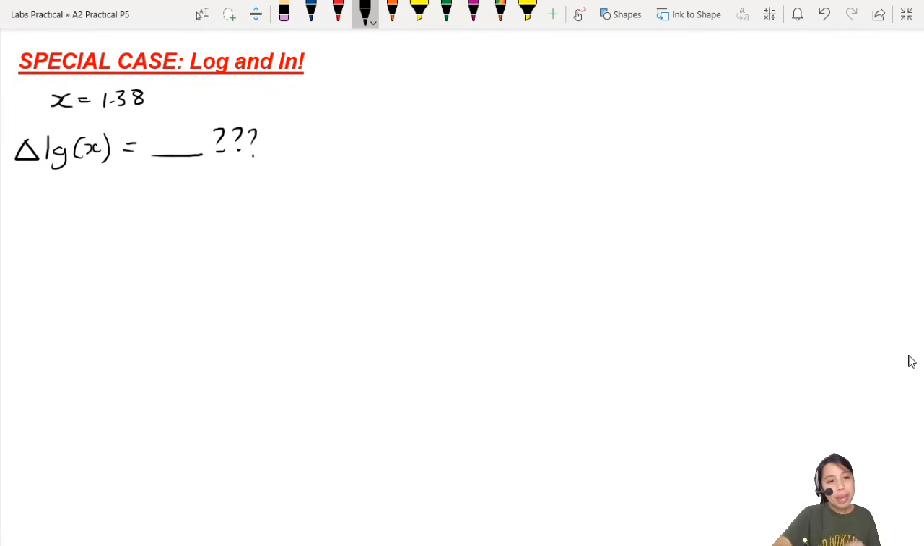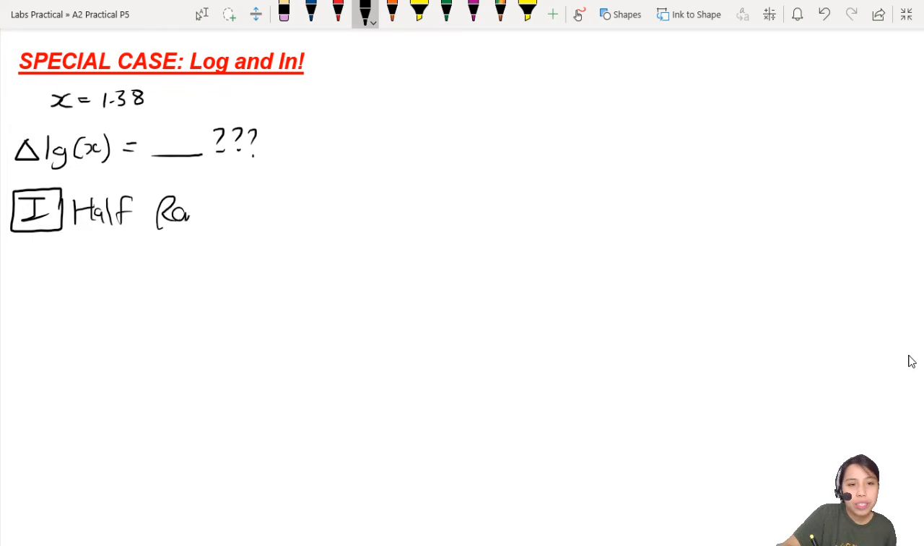So actually method 1 is to use half the range. So I'm going to write here method 1, half range. It's the brute foolproof method, but a lot of things to press. So if this one is plus minus 0.02, then if your half range method, you want to find the uncertainty in, let's say, log x.